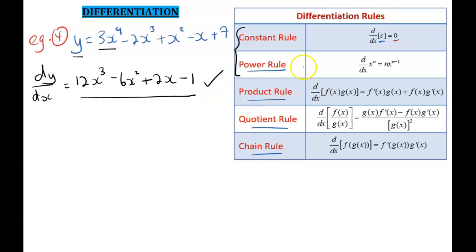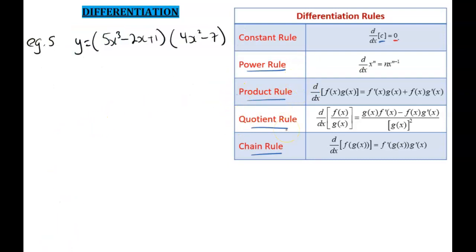Now let me move on to questions where we have product rule and quotient rule. Example 5 now is this. Now we have here a bracket here and another bracket here. So it means that we are multiplying. So that means that we will possibly use product rule. Product rule is when you have one function multiplied by another function, just like this. They put it as f of x by g of x, right?